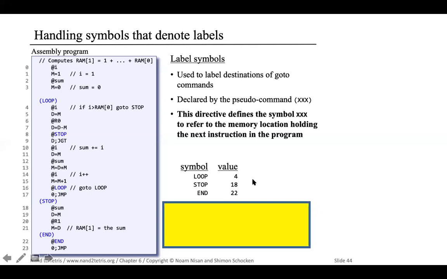There you go. So what do you do? The assembler finds these label declarations, identifies what the value of the next line is. It's a simple counter, right? And then adds that value as a symbol value pair or a key value pair in your dictionary, right?